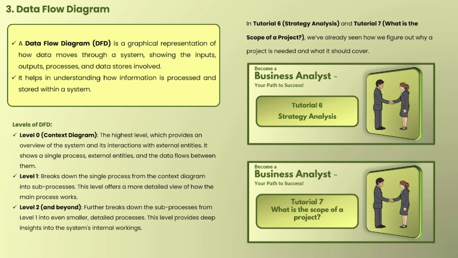Level 1 breaks down the single process from the context diagram into sub processes. This level offers a more detailed view of how the main process works. It's like cutting out a small process, enlarging it, and going into much more detail. And level 2, beyond that, further breaks down the sub processes from level 1 into smaller, detailed processes. This provides deep insight into the system's internal working.